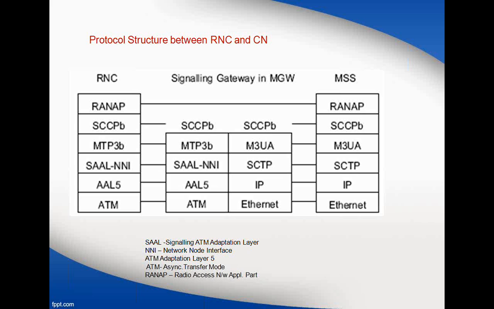So all the other functionalities of M3UA, MTP3, IP, SCTP, SCCP, everything remains the same. Wherein we have RANAP. RANAP is nothing but the radio access network application part, because we are going to have the RNC communicate with the MSS.